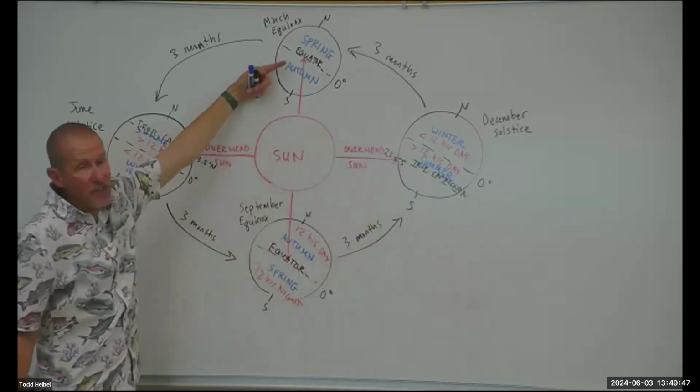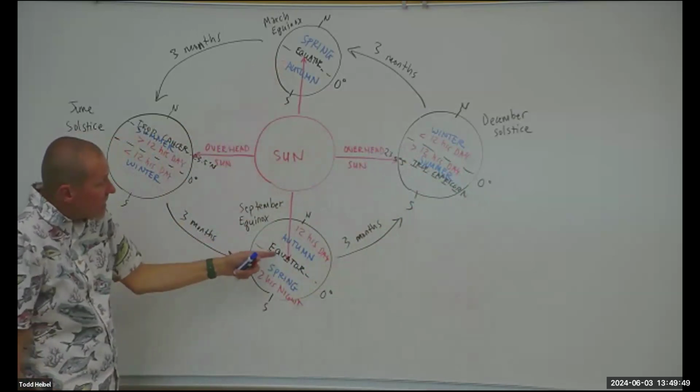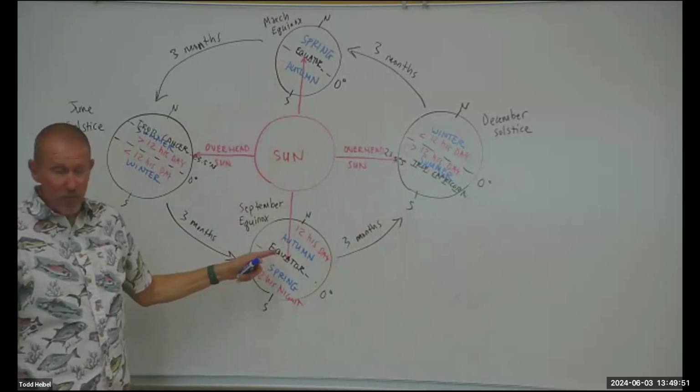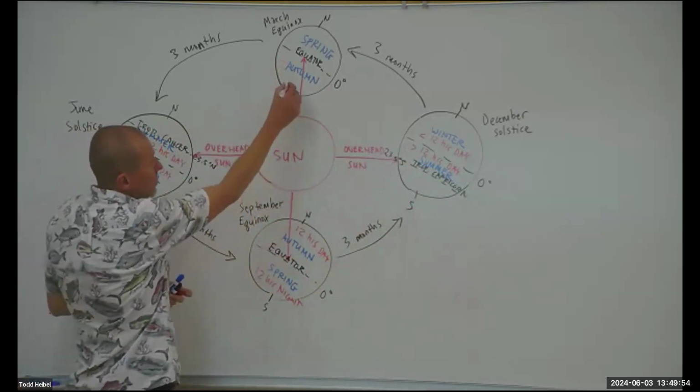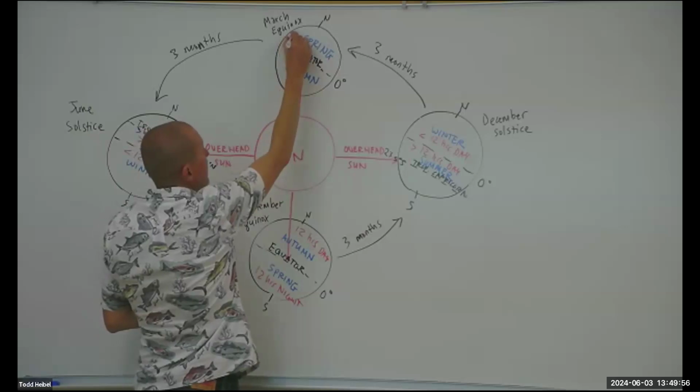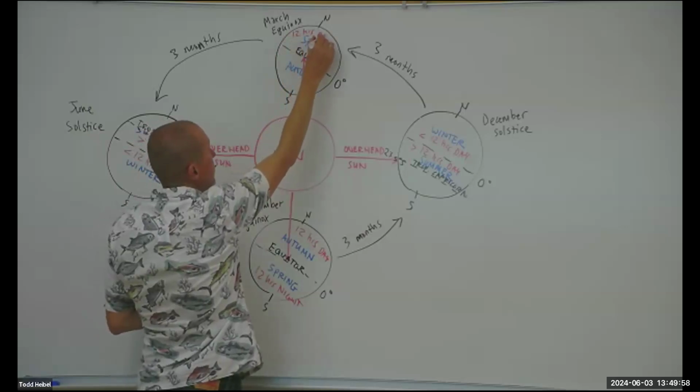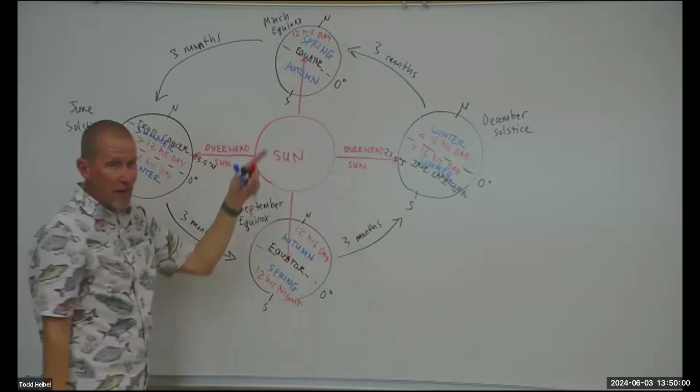And then when we go back to the March equinox, it's exactly the same as it is at the September equinox. Sun is overhead at the equator and everybody is enjoying 12 hours a day and 12 hours of night.